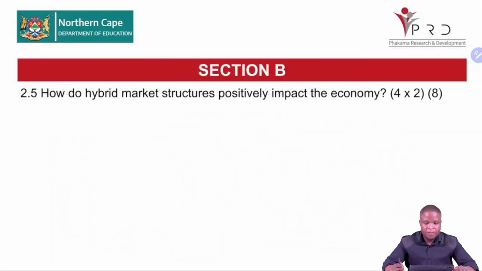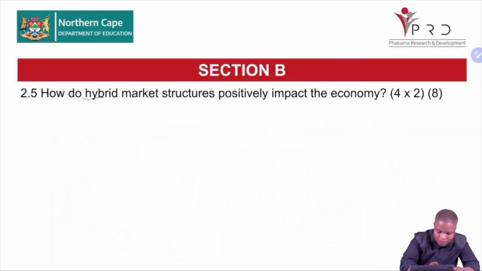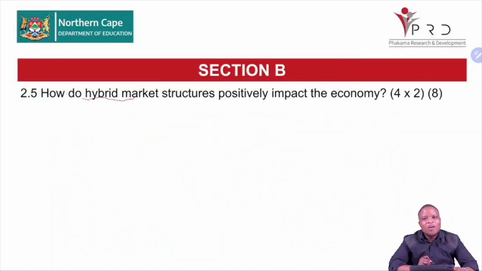Right, 2.5. How do hybrid market structures positively impact the economy? Like we said, the 0.5 questions are there to confuse you and to make you think. But look at this question. It's easy. What is a hybrid market structure? You need to now highlight key pointers. Positively now, the economy.